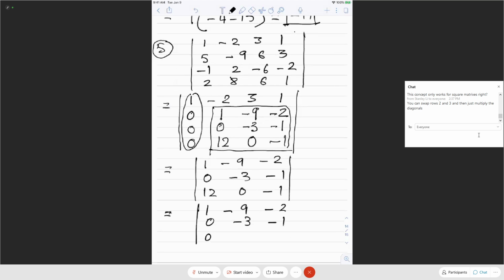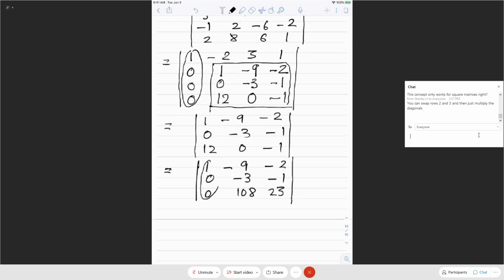No, you don't. Multiply this by minus 12. 12 nines are 108. 24 minus 1, 23. I have nothing more to do because I'm now going to expand along this column. So all I have is 1 times minus 69 plus 108. How much will that be? 49, I suppose? No, 39.